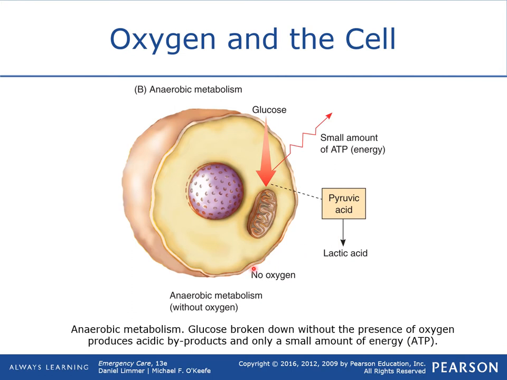So this is anaerobic versus when you have oxygen coming in, you just have a simple glucose goes in, oxygen goes in, a large amount of ATP goes out, and then carbon dioxide comes out as your waste product, which is a lot easier for us to get rid of because we just breathe that out pretty quickly.